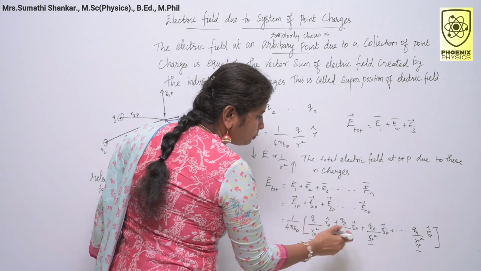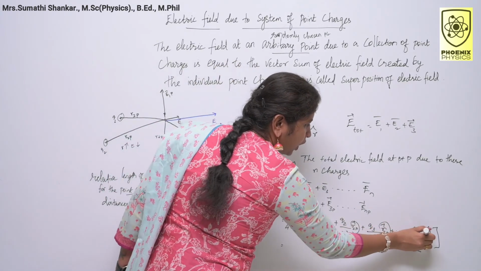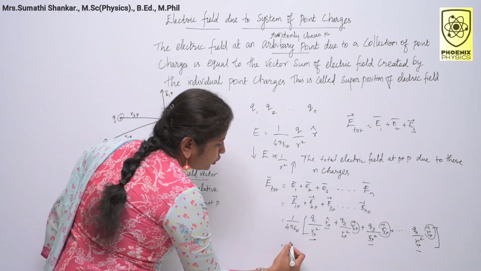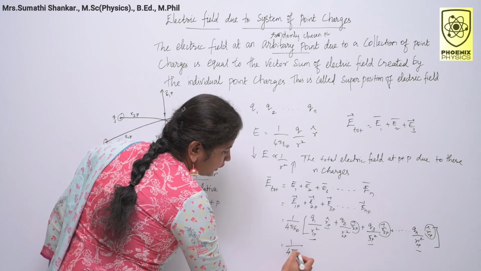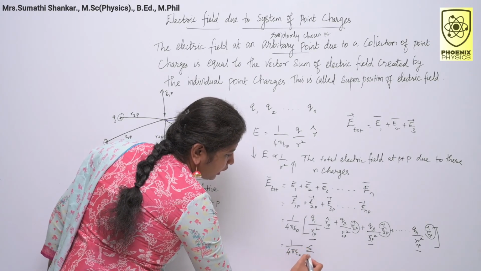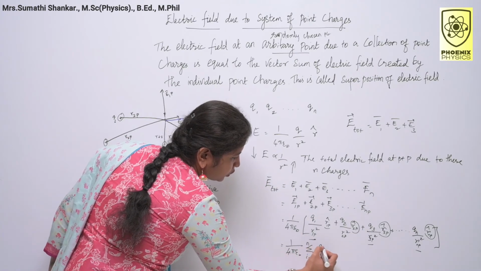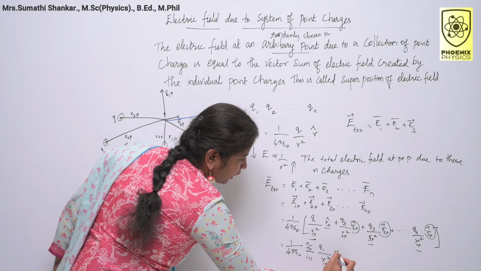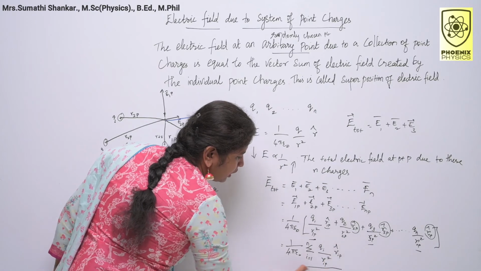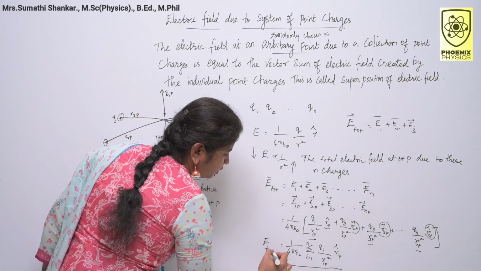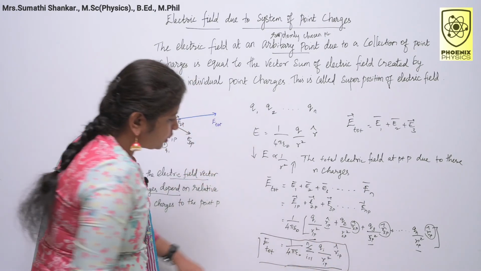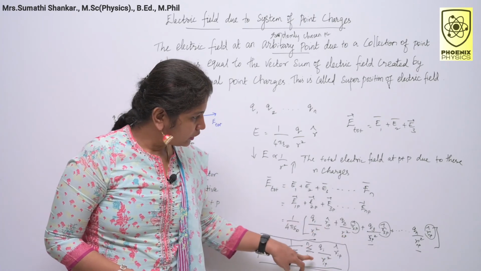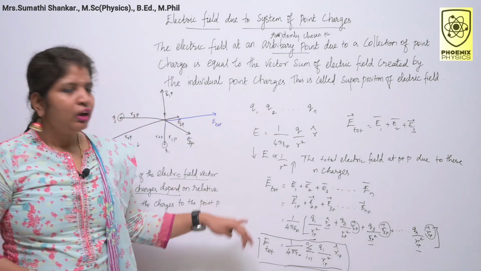Then what about this R1P cap, R2P cap, R3P cap, RnP cap? These are all the unit vectors. I hope you know that. Now you can write like this: 1 by 4 pi epsilon naught summation over i is equal to 1 to n Qi divided by RiP square RiP cap. This is our final expression. This is E total. Now you substitute 1 means you can get this term. Substitute 2 means you can get this term. Substitute n means you can get this term. So this is our final relation.